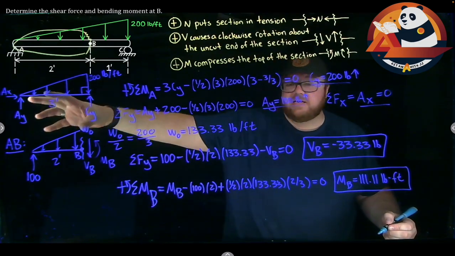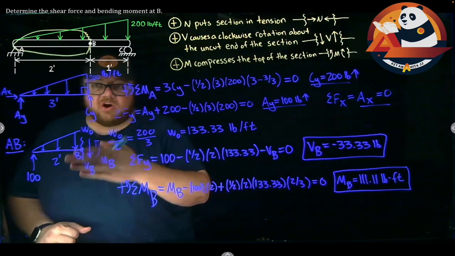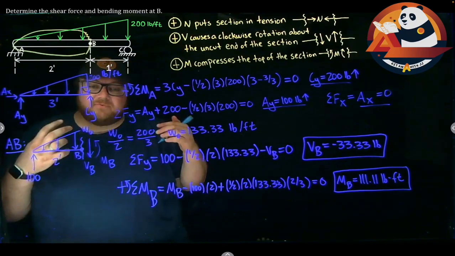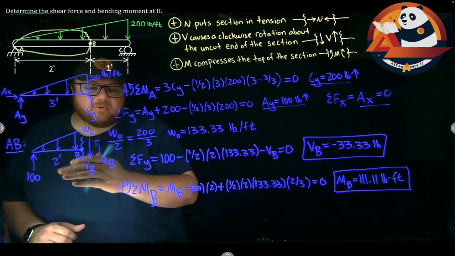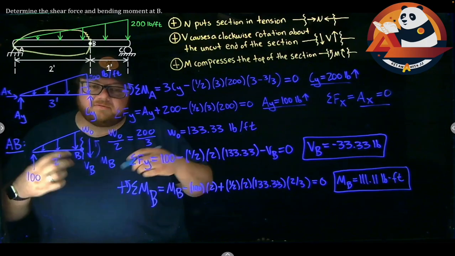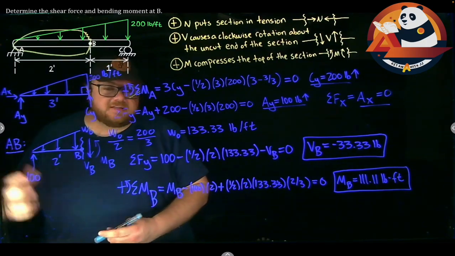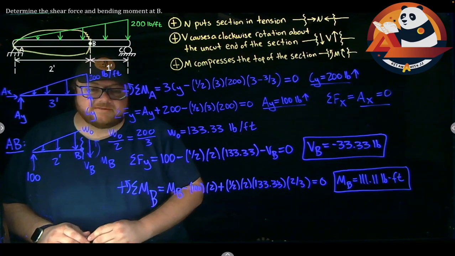Even though externally our support reactions worked out to be the exact same, whether it's a distributed load or a concentrated force, it makes a very, very critical difference for us when we look internally on that. Go back and work with the distributed load every single time. Don't try to do the concentrated force equivalency on these. It's going to cause more problems than it's worth. We should try to take that step and work with the actual distributed loads.